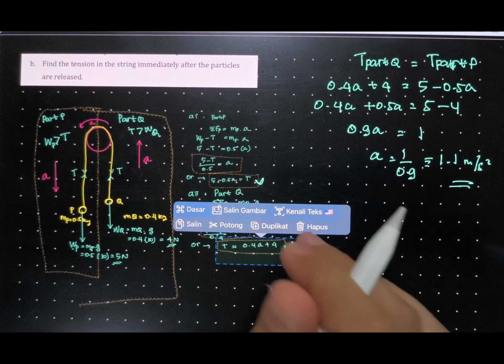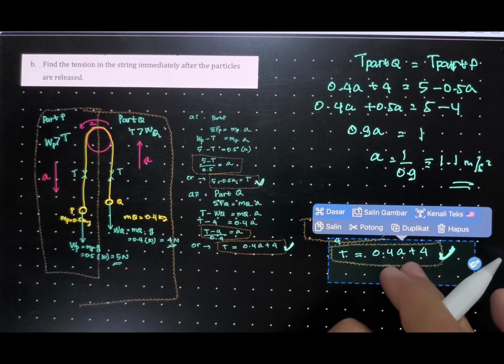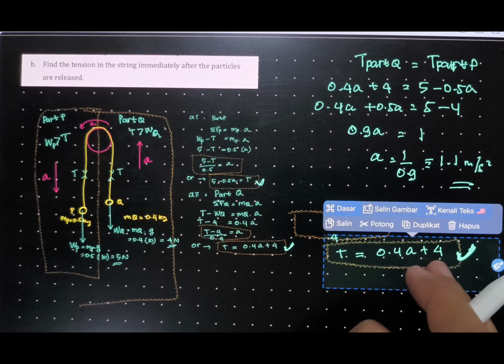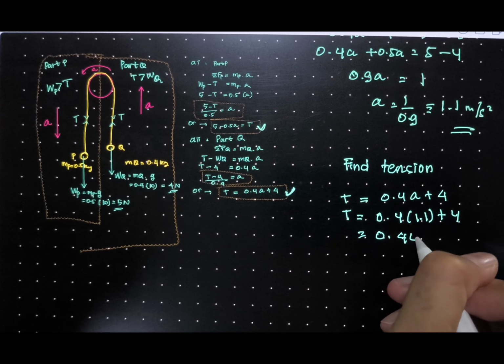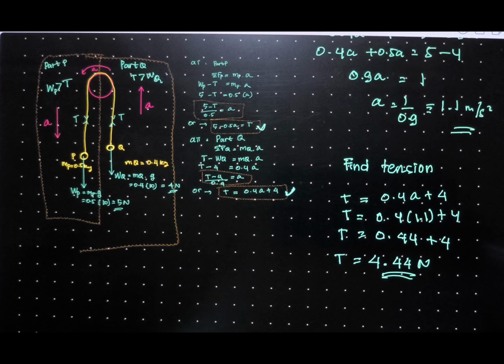After that, we can choose from the four equations to find T. But this time, I want to use T equals 0.4a plus 4. And then we get T, which is 4.44 Newton.